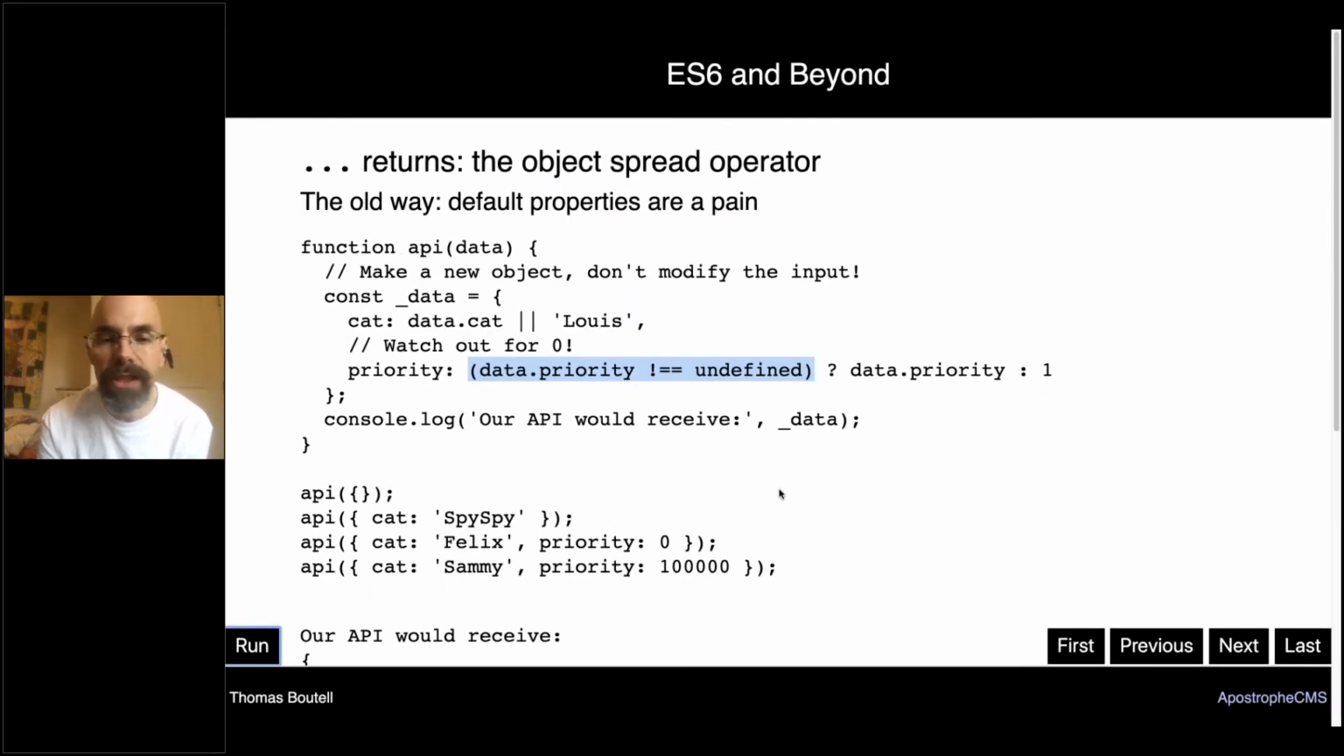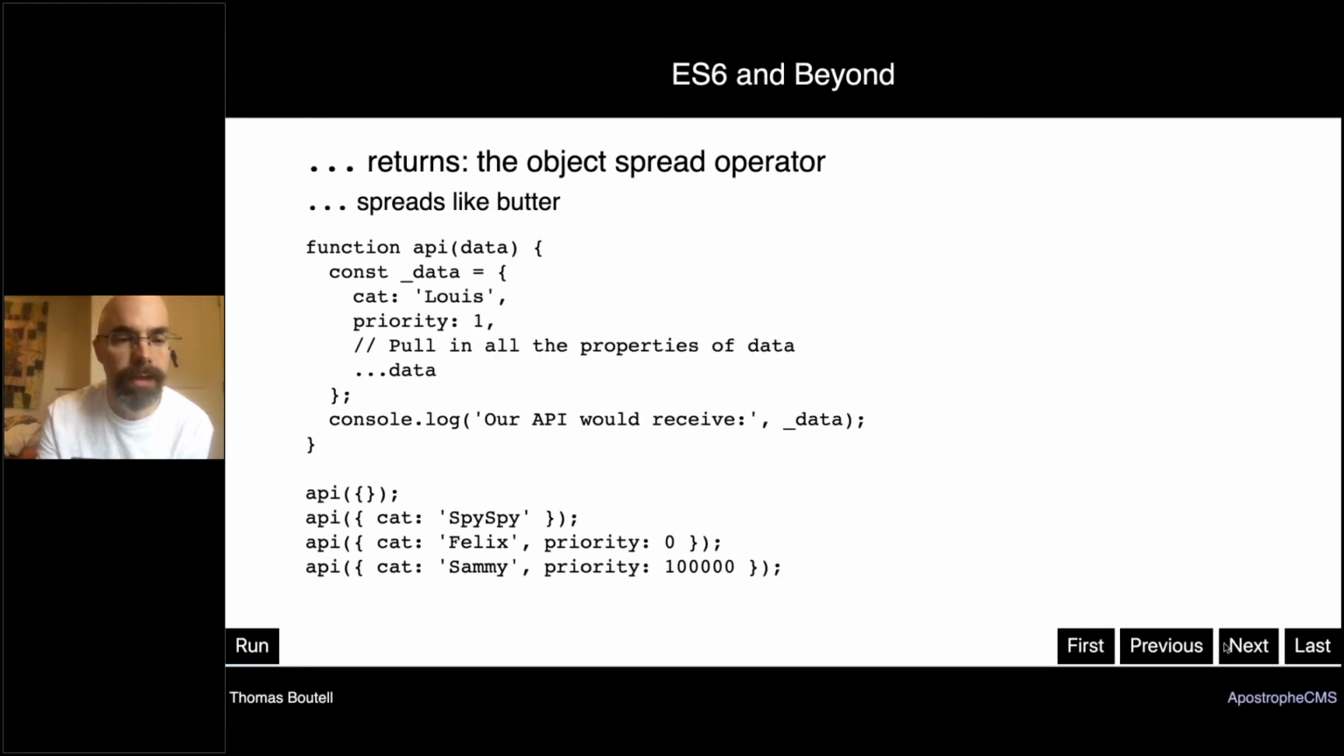Now let's look at what this is like with this new object spread operator. I think you'll see why it's groovy. Okay, so this guy spreads like butter. This is our object that we're going to work with. Here are our defaults for both of our properties, and now we are going to spread in the data object.